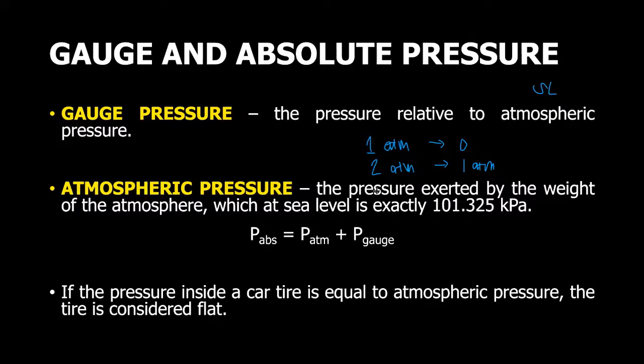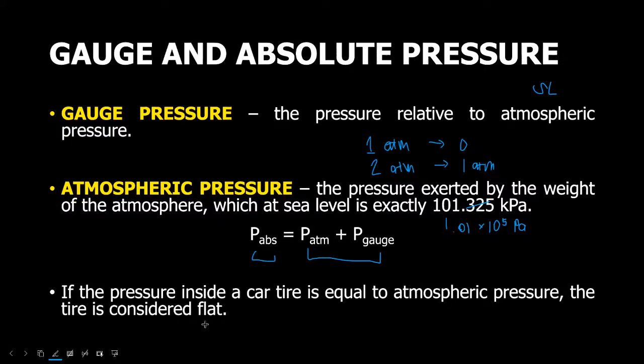Then atmospheric pressure is the pressure exerted by the weight of the atmosphere. At sea level, exactly 101.325 kilopascals. Or that's also equal to 1.01 times 10 raised to 5 pascals. Neglecting this other part, syempre. And we do take note that the absolute pressure will be the exact pressure experienced by a body on some part, which is equal to the atmospheric pressure plus the gauge pressure. So yung absolute pressure is the actual pressure, the atmospheric pressure is the pressure at sea level, and the gauge pressure is the apparent pressure relative to the sea level pressure.